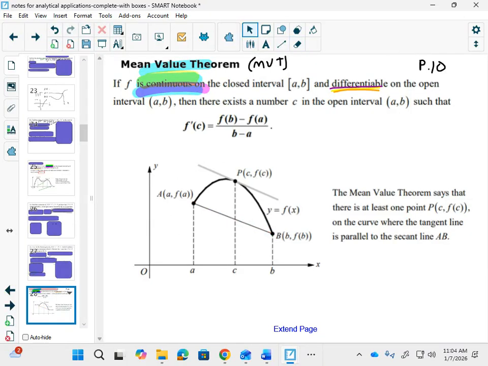Super, lots of highlighting. I will post a video for yesterday soon. And I don't have to remind myself because it's already pre-highlighted. We're starting with the mean value theorem.